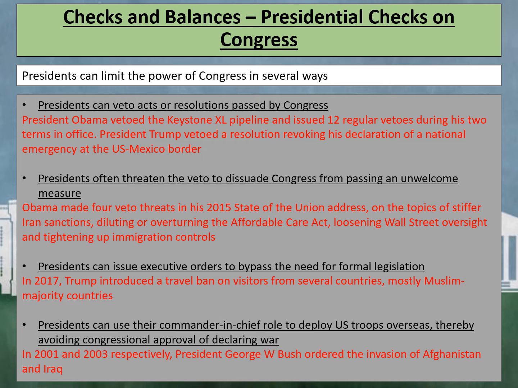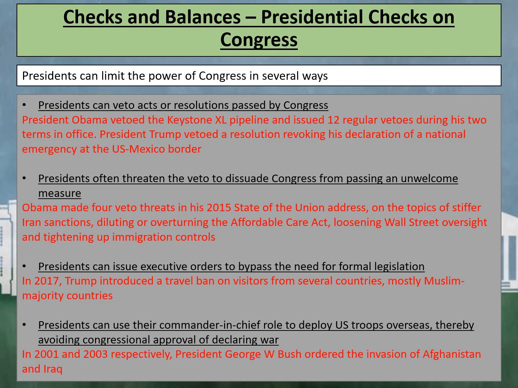Presidents can limit the power of Congress in several ways. Presidents can veto acts or resolutions passed by Congress. President Obama vetoed the Keystone XL pipeline and issued 12 regular vetoes during his 2 terms in office. President Trump vetoed a resolution revoking his declaration of a national emergency at the US-Mexico border.